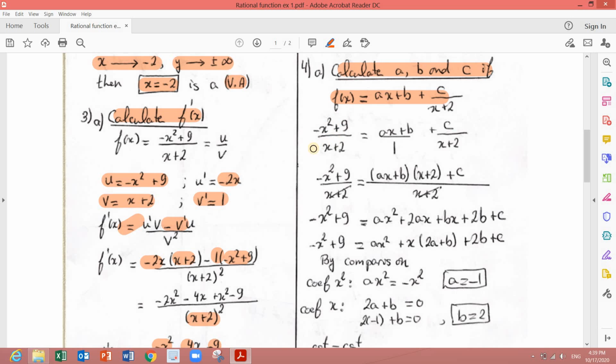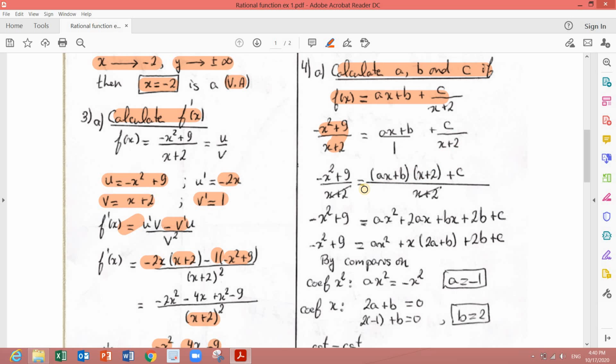We replace f x by its value here. This is the given f x, minus x squared plus 9 over x plus 2. And this one is ax plus b plus c over x plus 2. I put it over 1. I take the LCM on the right side. On the left side it remains the same, minus x squared plus 9 over x plus 2, equals; the LCM is x plus 2, so x plus 2 over 1 is x plus 2 times ax plus b plus c.